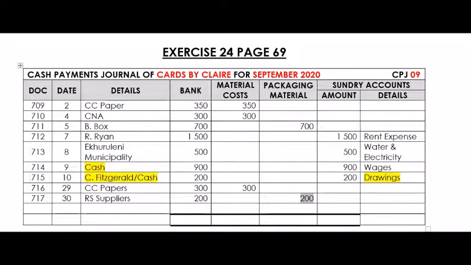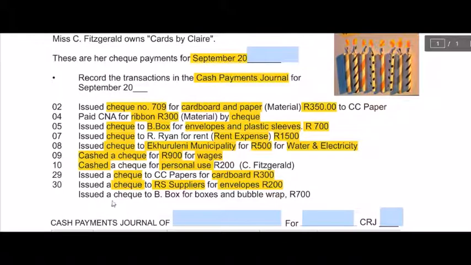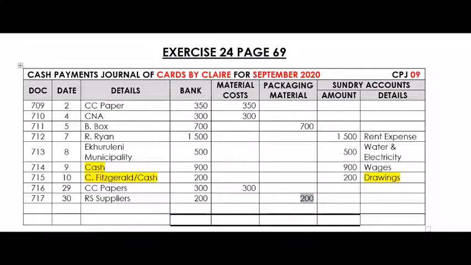And then the last transaction for this exercise was also on the 30th. It said issued a check to B Box for boxes and bubble wrap. Now boxes and bubble wrap of 700 Rand will also be packaging material. So it's check number 718. You don't write the 30th again because it's still on the same date. We're paying B Box 700 Rand for packaging materials.